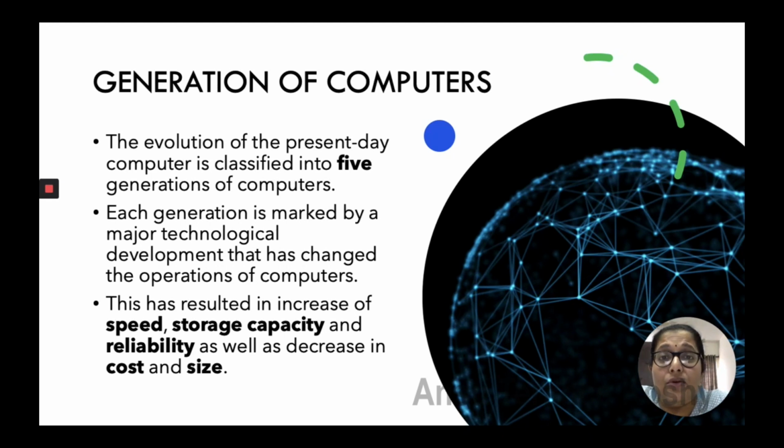Storage capacity also has increased very much, and reliability as well. The cost of the system also has reduced over the years, and the size of the system also has reduced a lot over the years. So, from one generation to other, these five points have changed. That is speed, storage capacity, reliability, cost, and size.